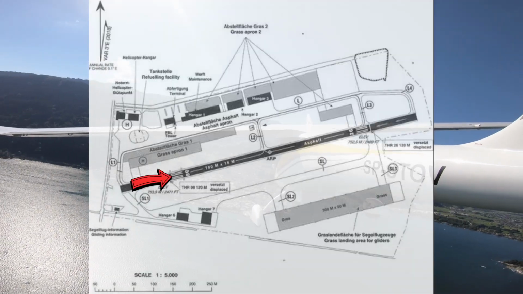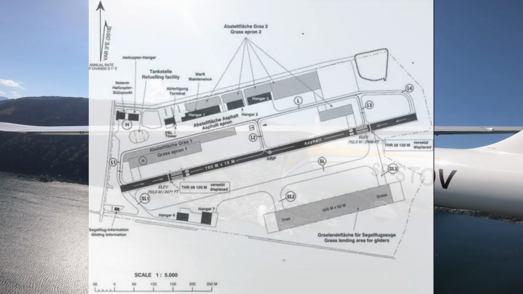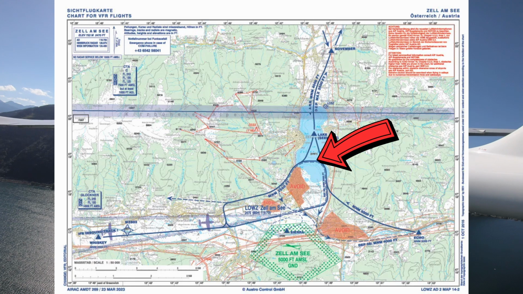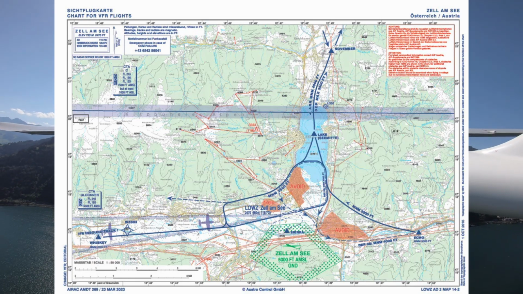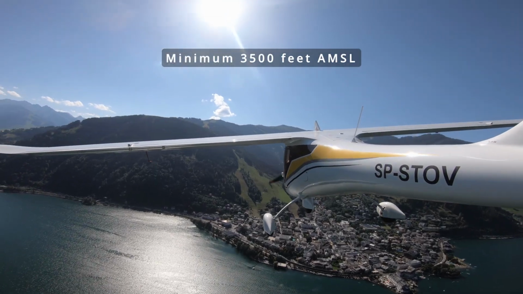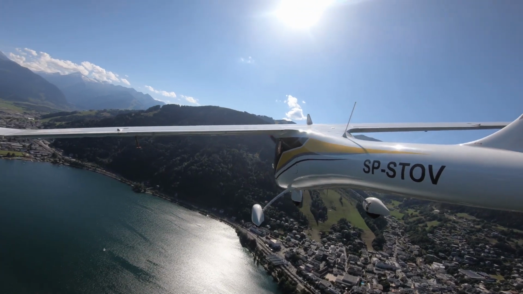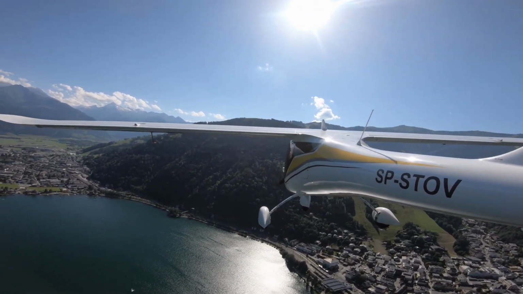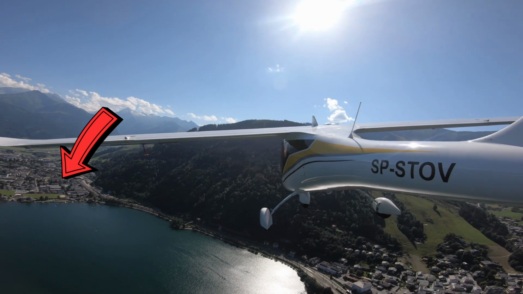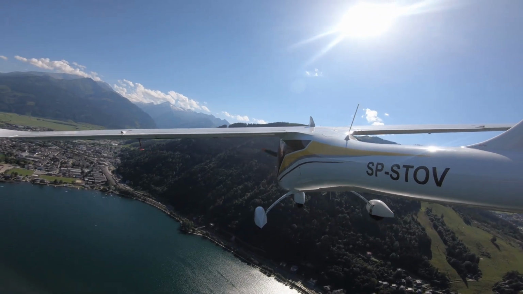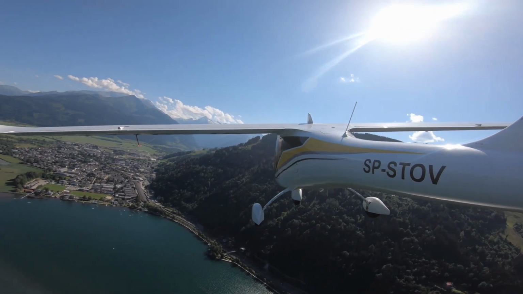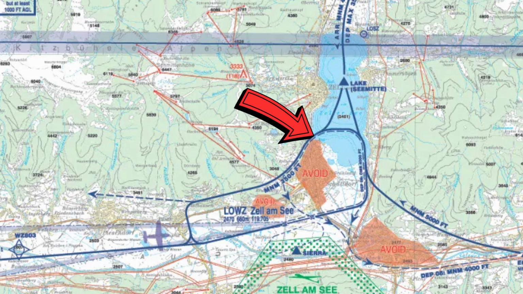To land on runway 08, join the traffic pattern on downwind position and fly at an altitude of minimum 3,500 feet. Fly in such a way as to avoid flying over the towns of Steite, Dorf and Schüttdorf und Zell LOWZ. Stay over the hill above built-up areas.